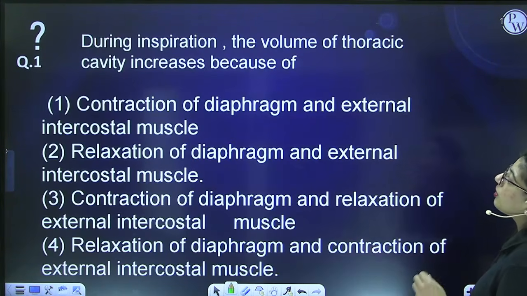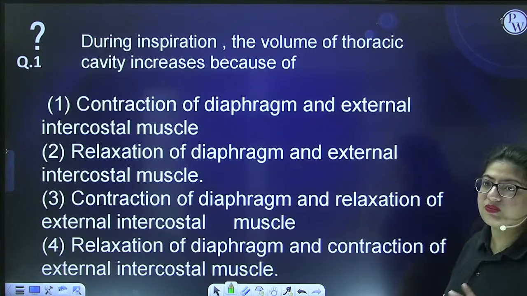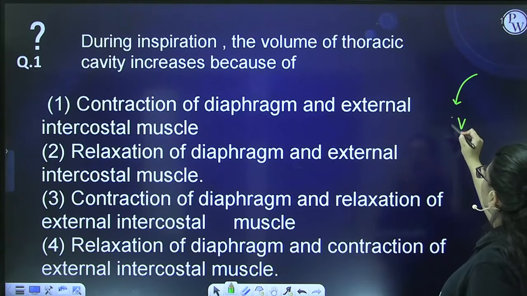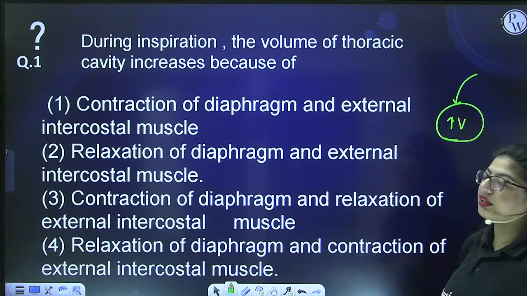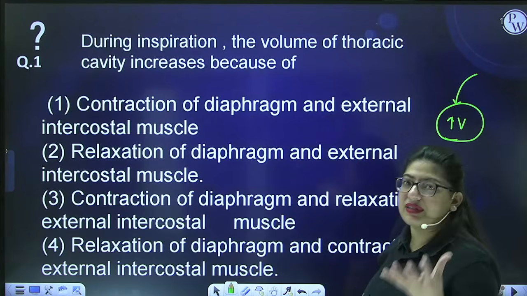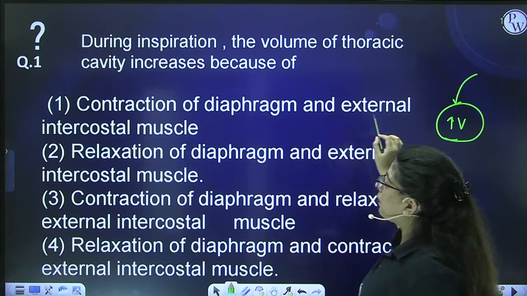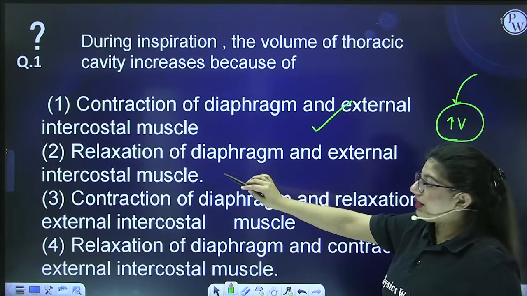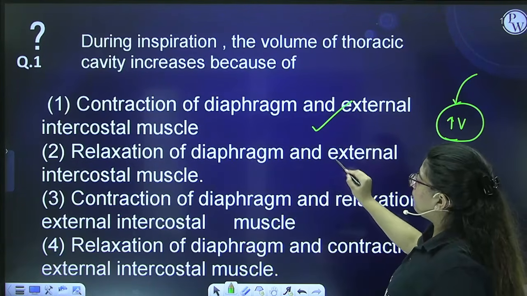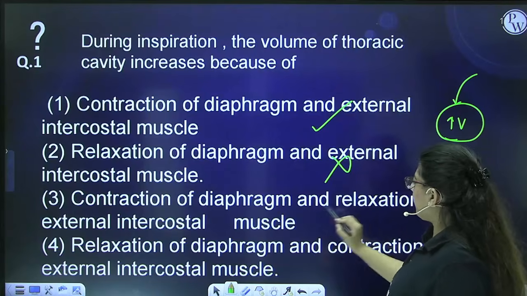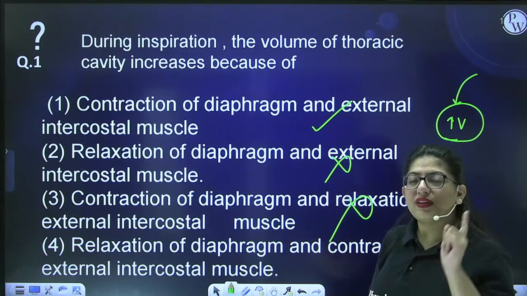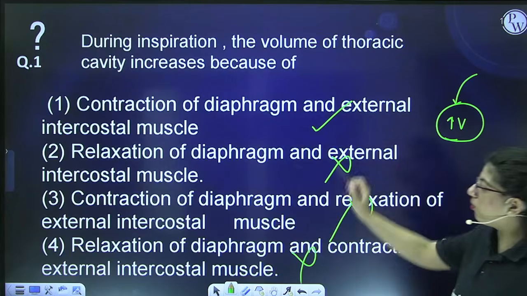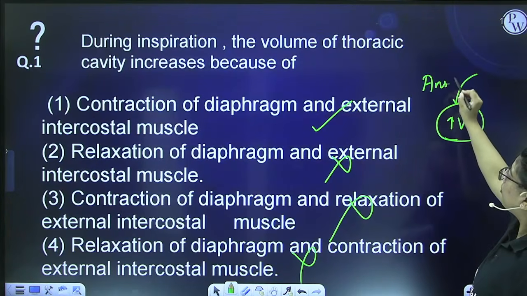During inspiration, the volume of the thoracic cavity increases because of... So it is saying whenever you are inhaling, the volume increases. Why does volume increase? Now you have to tell the muscles. Contraction of diaphragm and external intercostal muscle, very true. Next, relaxation of diaphragm. Diaphragm does not relax. Contraction of diaphragm and relaxation of, no. Always contraction of muscle leads to the change in the volumes. Relaxation, no. So the answer to this question will be 1.